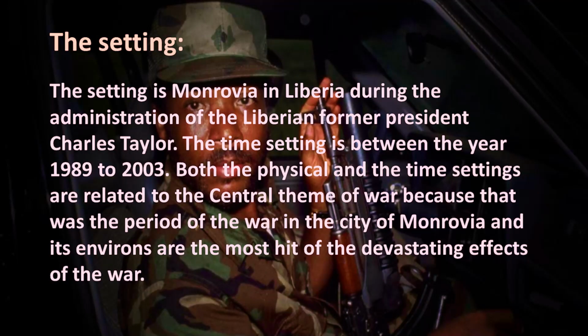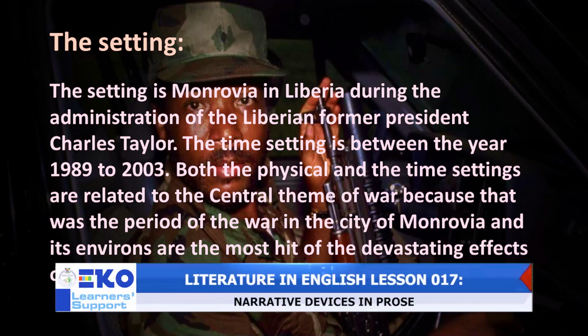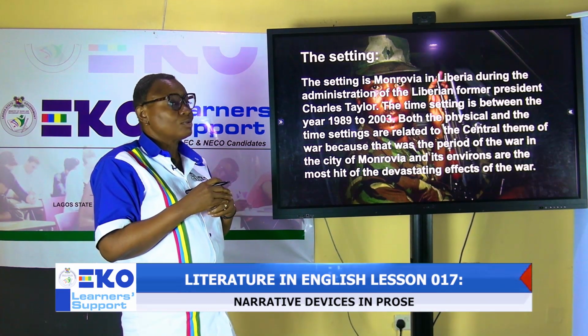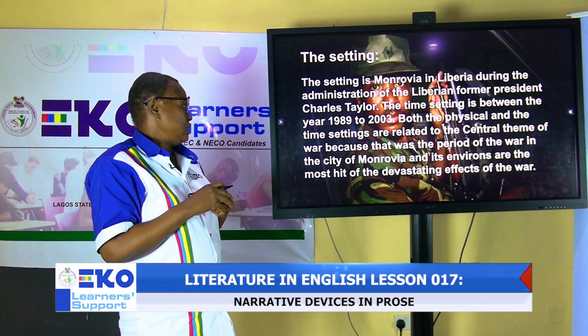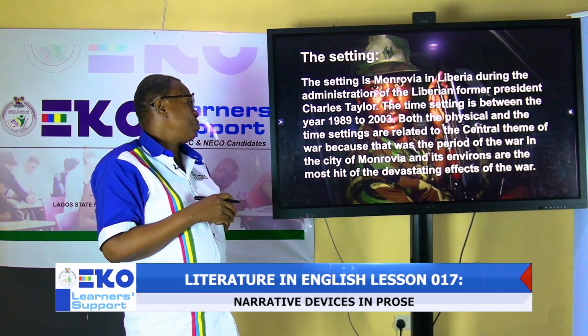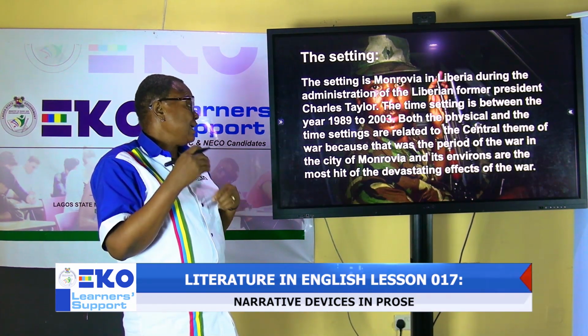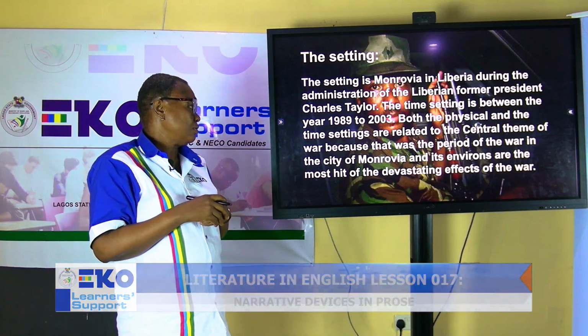The setting is in Monrovia. It's after the war, and it is during the administration of Charles Taylor. The novel is a historical novel. The war actually took place from the year 1989 through to 2003.